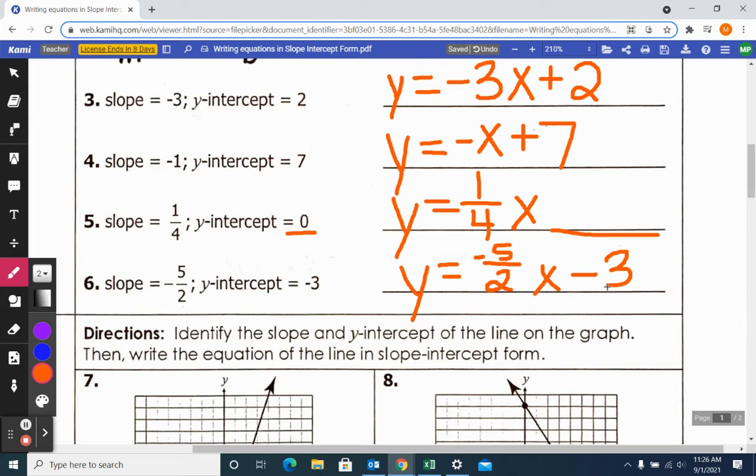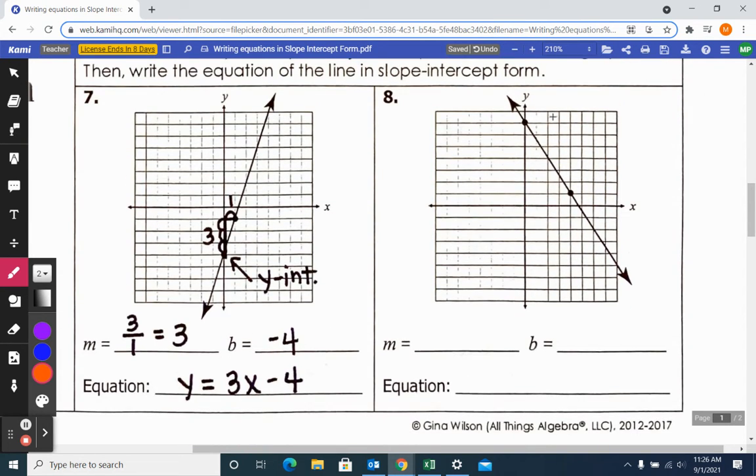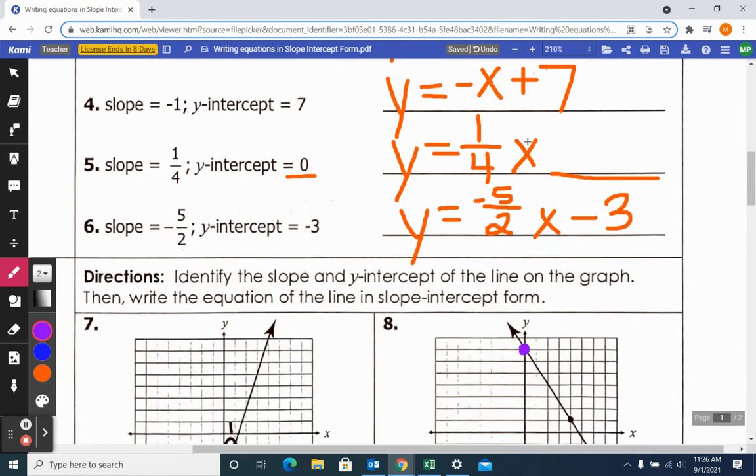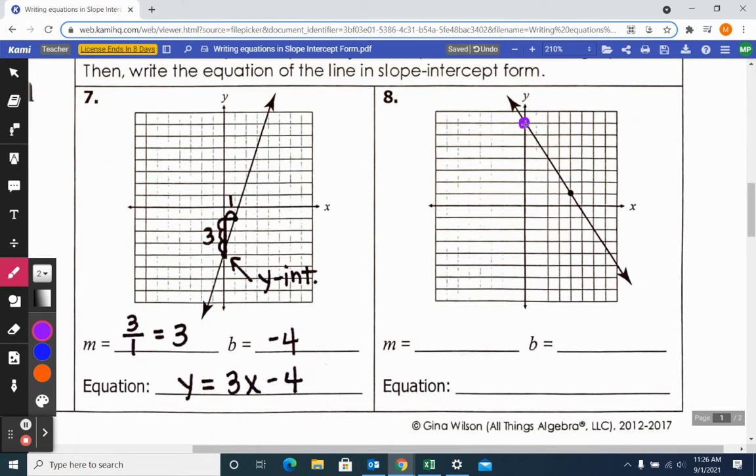Now, if we have to go find them, we just look at a graph and we'll identify both parts. When we identify from a graph, the easiest way to start is with your y-intercept. So what we're going to do is find our y-intercept. How you do that is start at 0, 0, and then count up or down. So if I start at 0, 0, I count up 1, 2, 3, 4, 5, 6, 7. So what is your y-intercept?